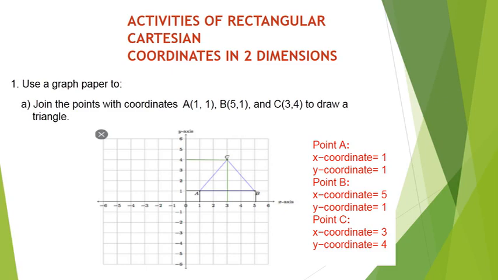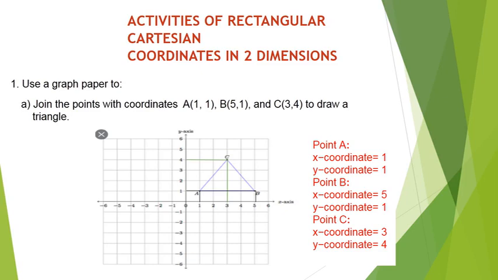For point B, the x coordinate is 5 and the y coordinate is 1. The x coordinate is positive, so we place it on the right side of the origin point in the horizontal line. You count 1, 2, 3, 4, 5. The y coordinate is 1, which is positive, so we go up from the origin in the vertical line. You can see I have labeled with the black pen, and they intersect each other at point B. That point B gives you (5, 1).